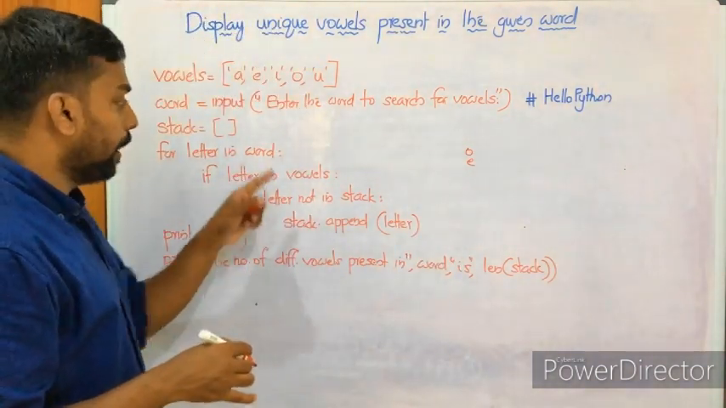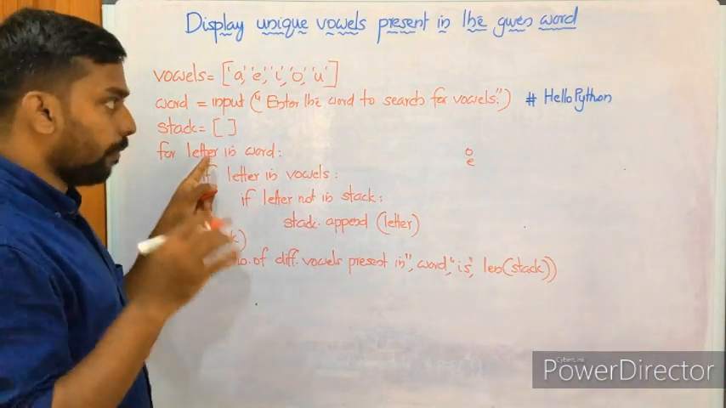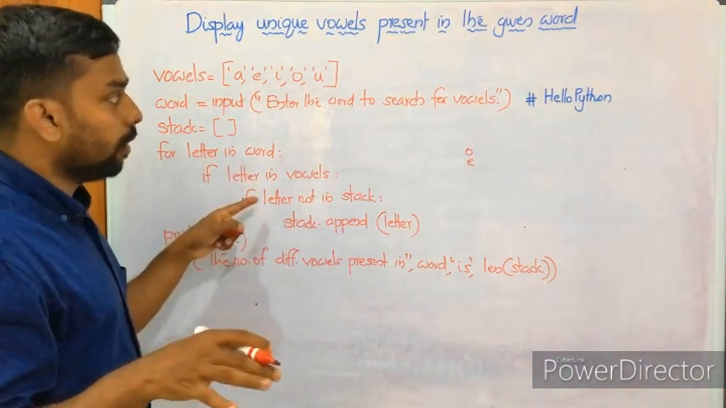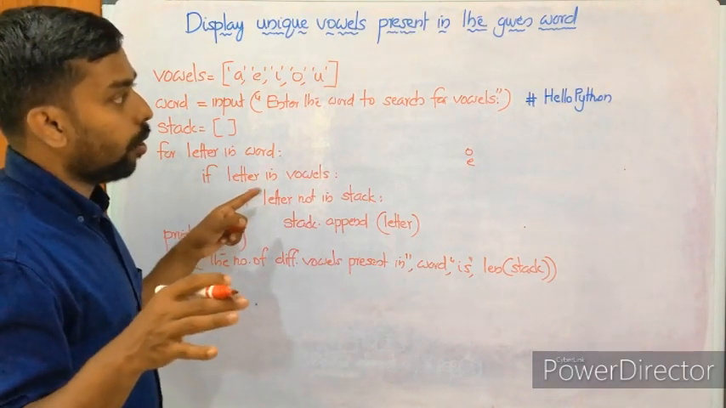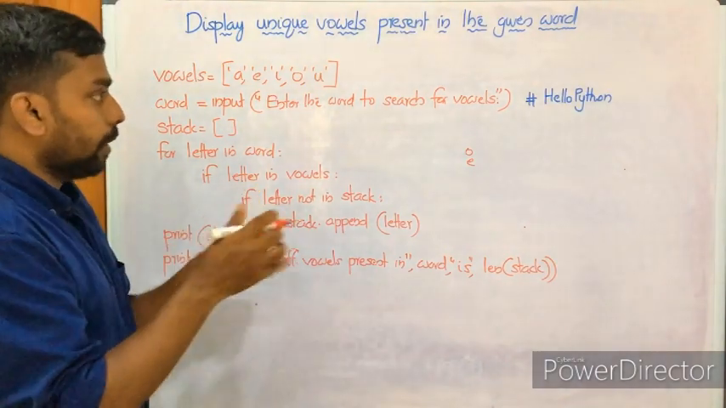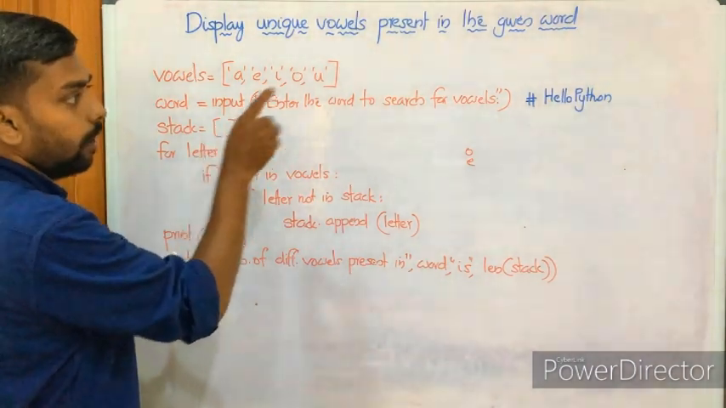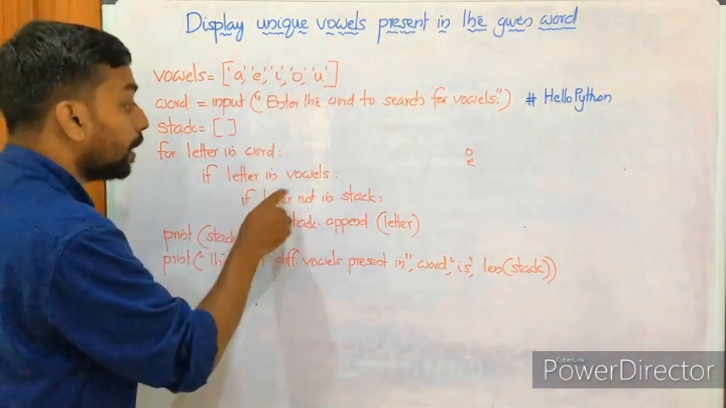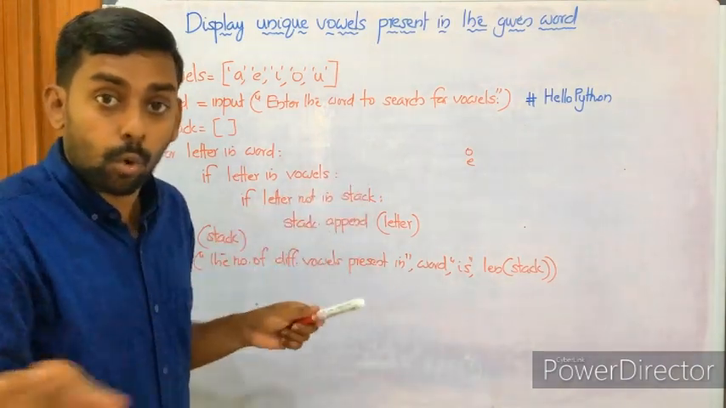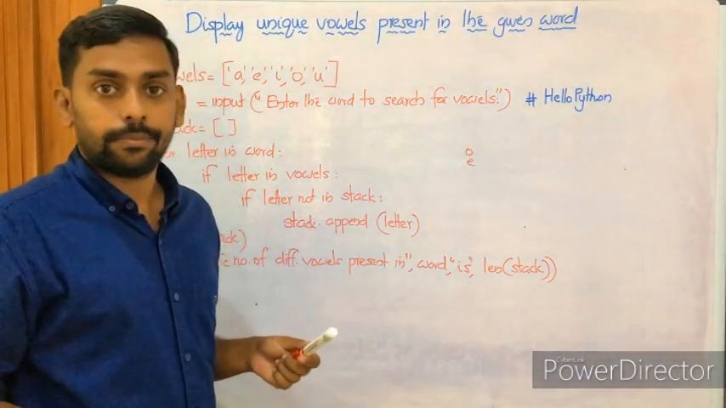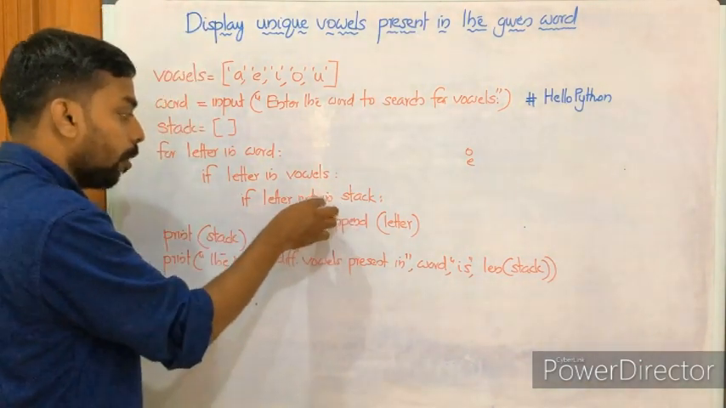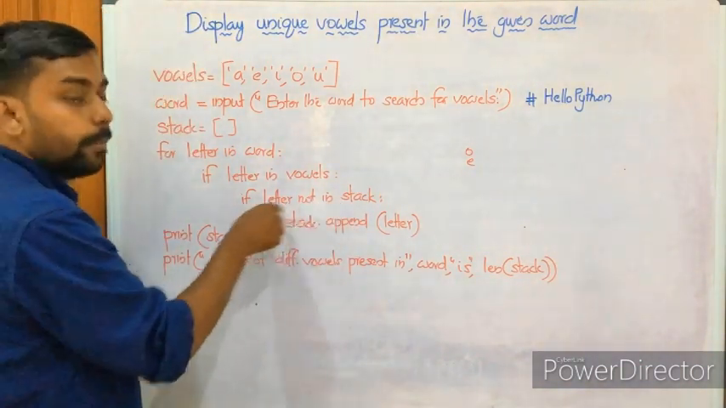Then P. The value of letter is P. Letter in vowels, no. Then Y, no. T, no. H, no. O, yes. When the value of letter is O, what happens? If letter in vowels, yes, O is here in vowels. Then if letter not in stack, it's not true because the letter is in the stack. O is already stored in the stack, so it will not append. The condition becomes false.